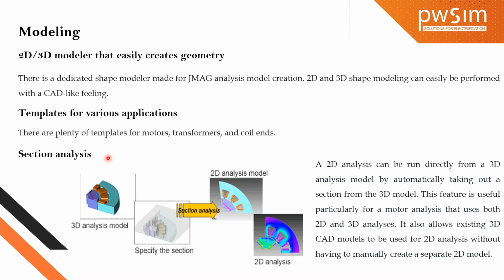So coming to the modeling, we have JMAG Designer where you can perform 2D and 3D simulation. There is a dedicated shape modeler made for JMAG model creation. That means 2D and 3D shape modeling can easily be performed with a CAD-like feeling. As I said, we can create 2D and 3D sketches using the JMAG CAD editor, and that model can be directly imported to JMAG Designer, and you can perform the analysis.